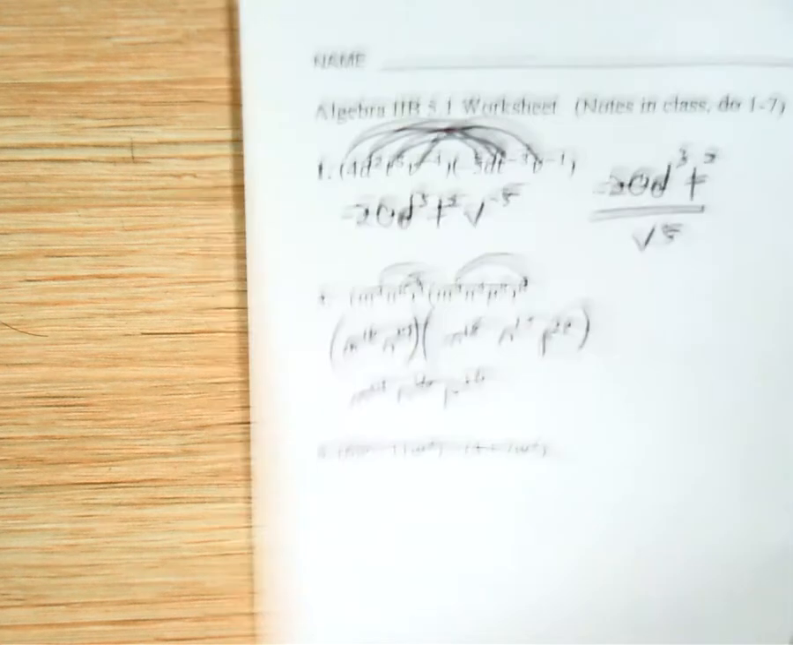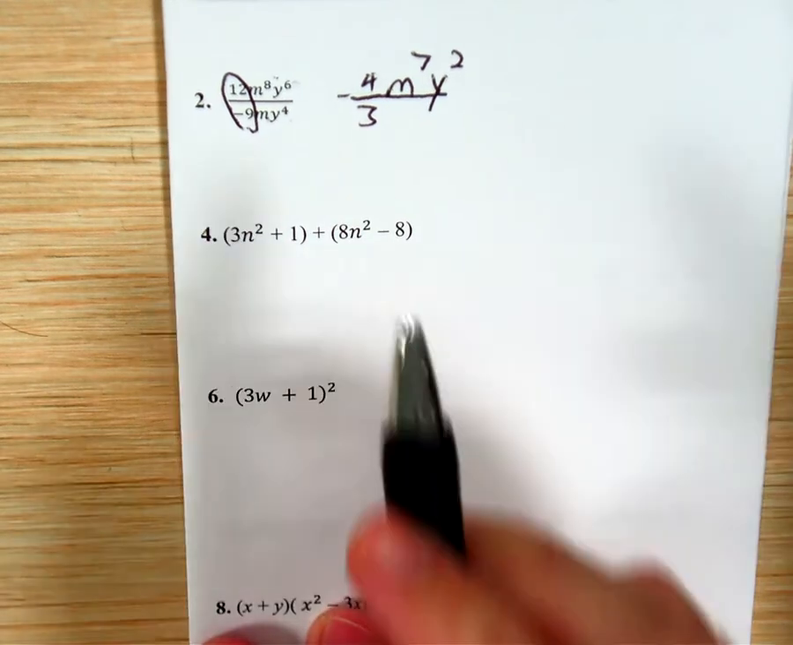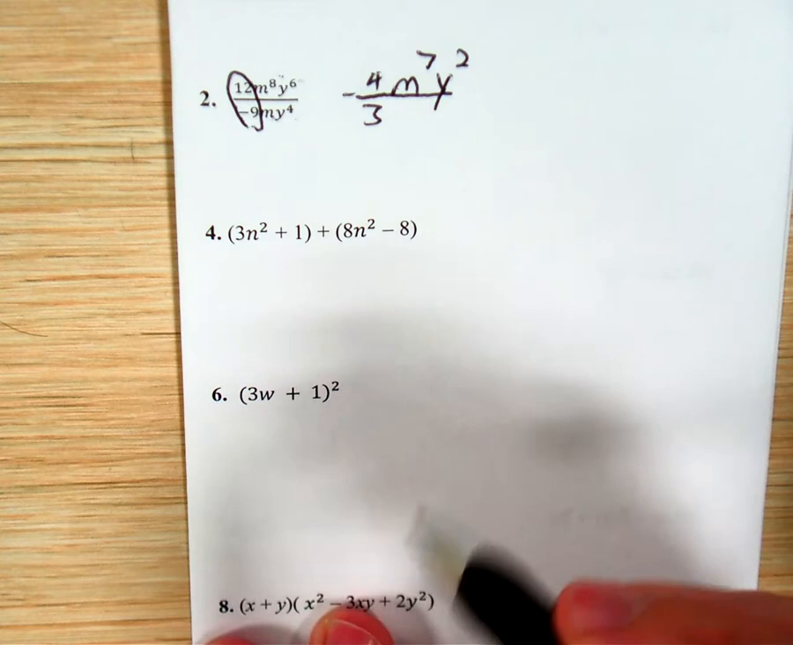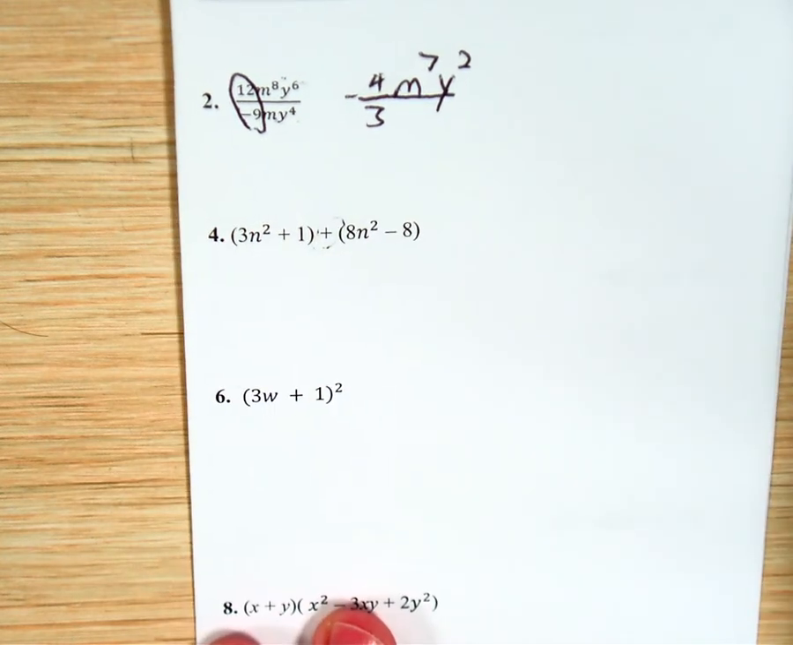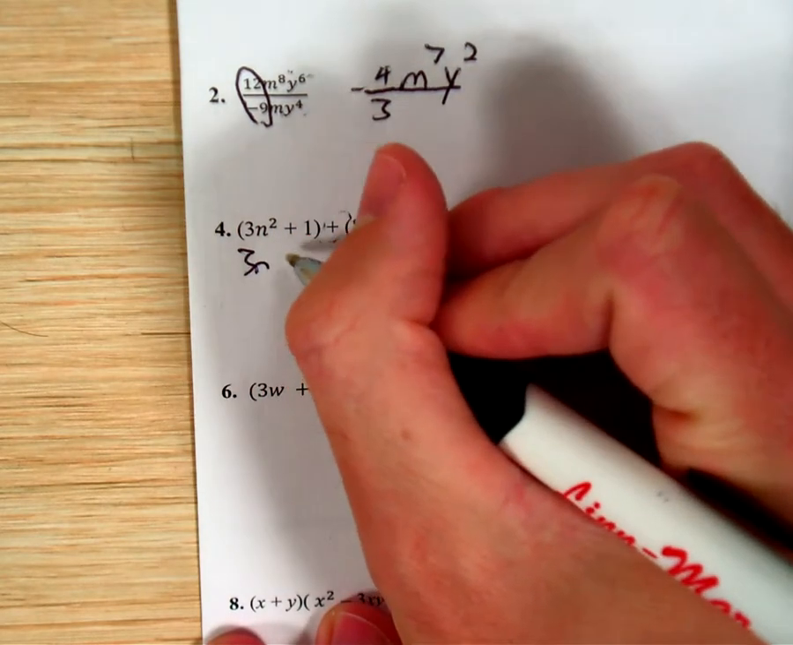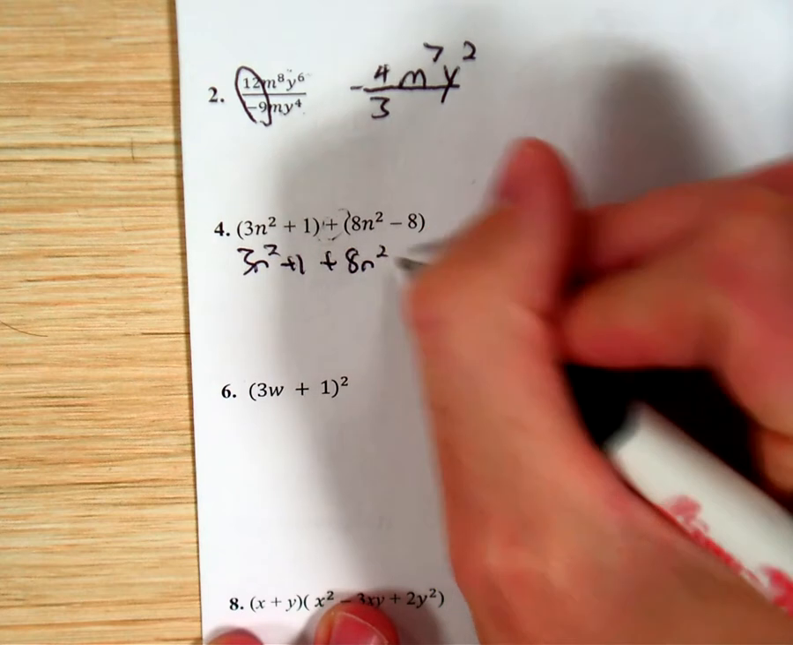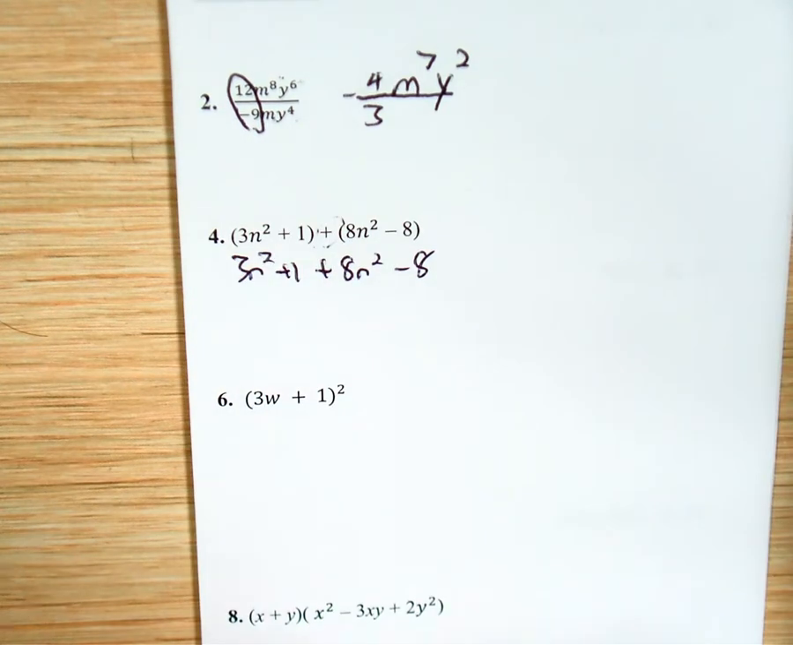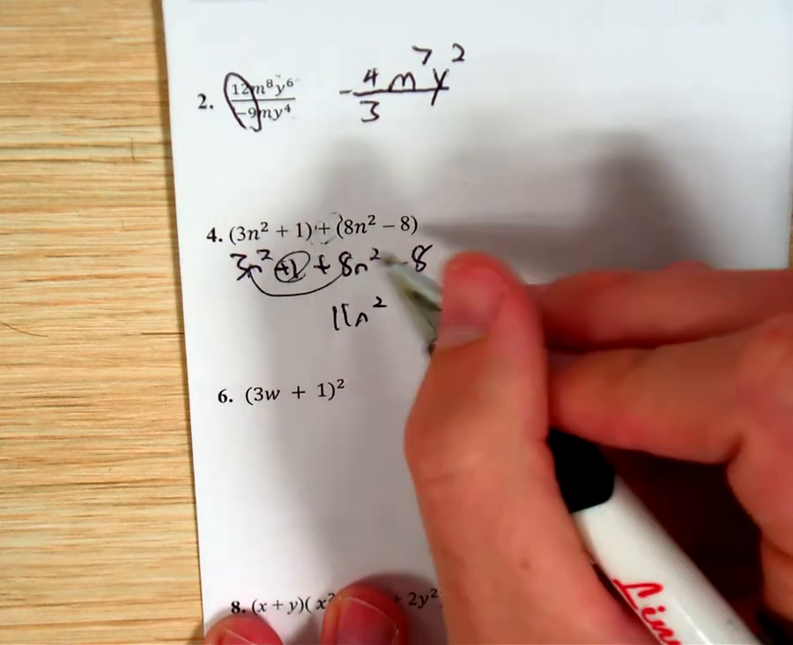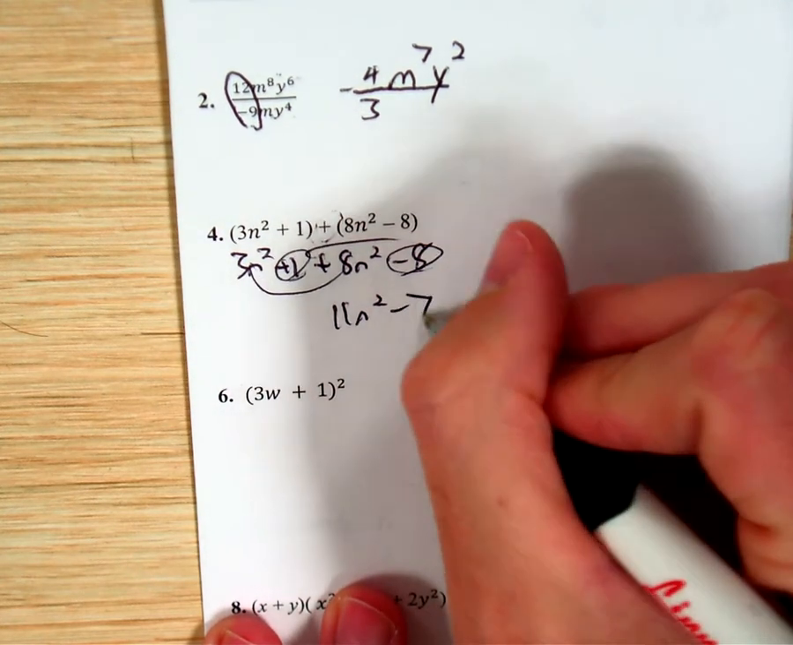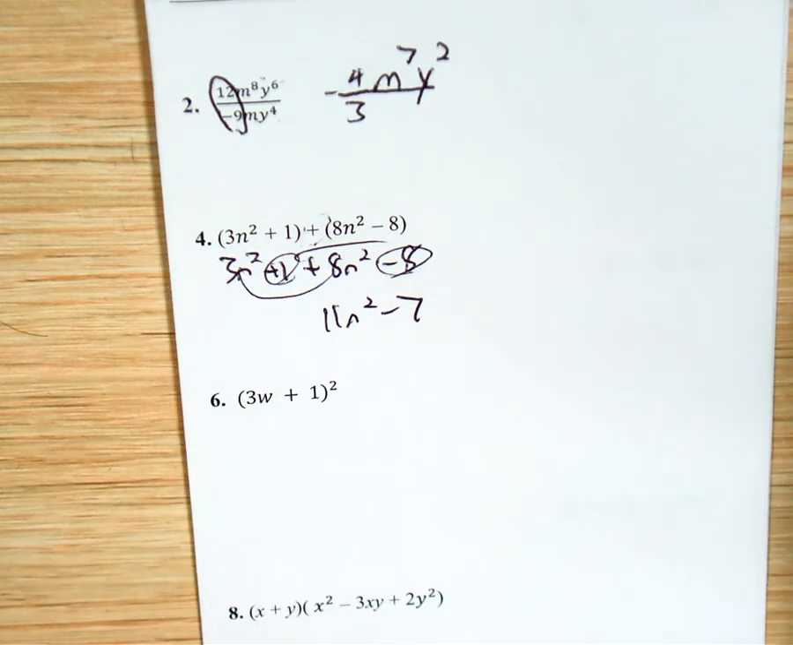So after doing those, kids will always then miss this. Don't miss it. You're going to think FOIL, because we're all in the multiply mindset. Okay, what is that in the middle? It's a plus. We're just adding. It's easy. Don't overthink it. So I have 3n squared plus 1 plus 8n squared minus 8. Just put together the n squareds and put together your regular numbers. Plus 1 and a minus 8, it's going to be a minus 7. 11n squared minus 7. Don't overthink those.